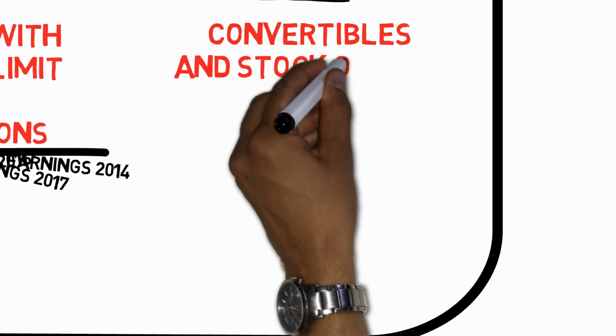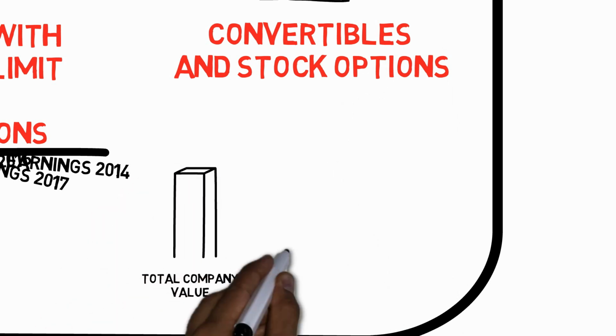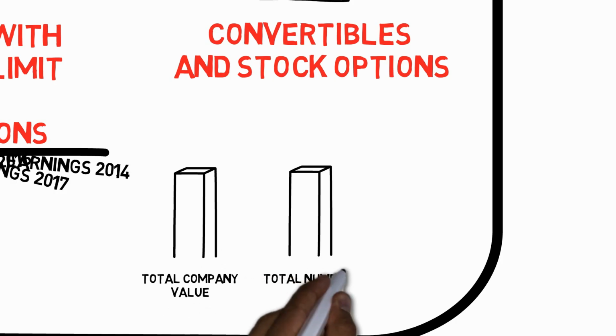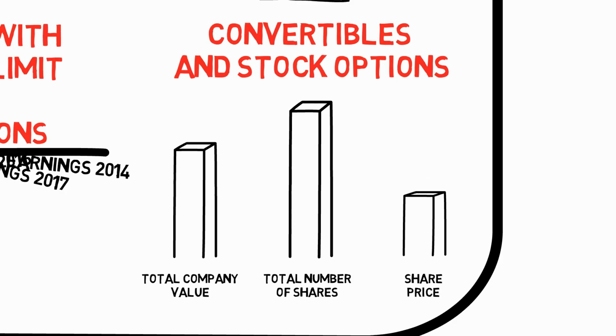Convertibles and stock options. This can be quite subtle, but beware of companies that have issued a lot of convertible securities and stock options. If the company does well and its total value increases, which is the only reason you'd invest in a stock to begin with, right? These securities will be converted into common stocks and dilute your returns.